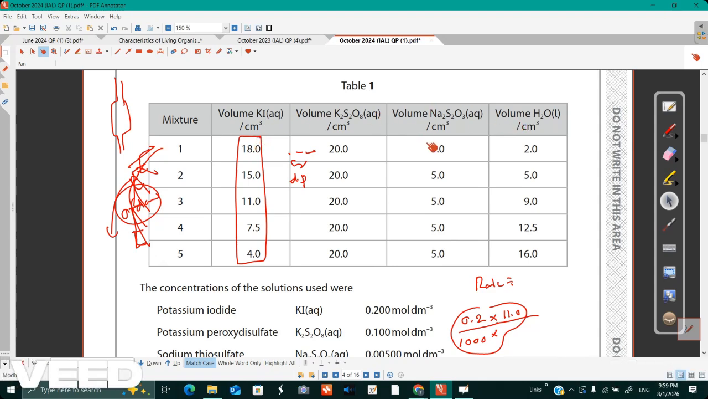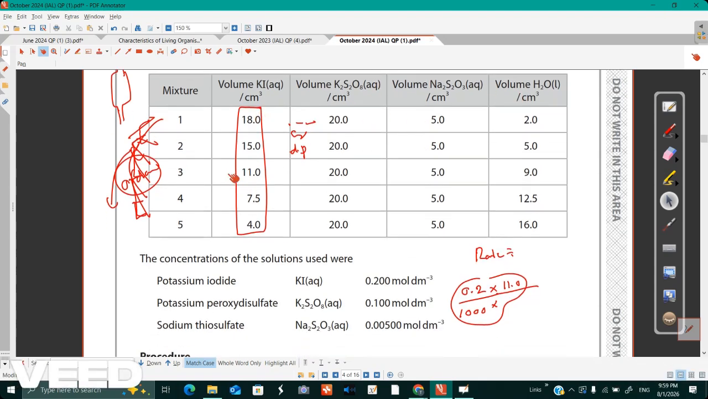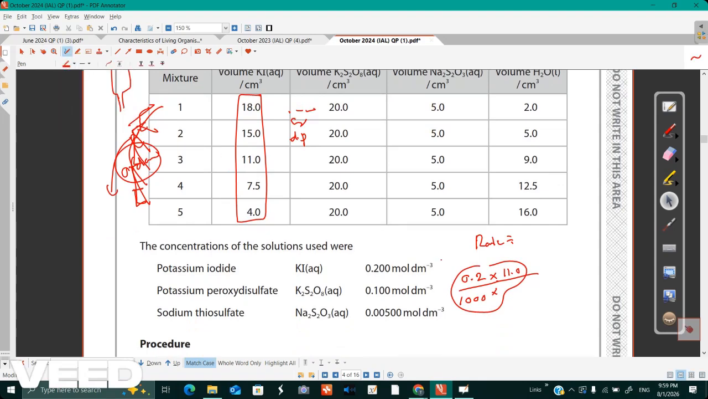20, 25, 45. Yeah, the 45. So therefore, this number of moles are there in 45 of volume. Then in 1000, this number of moles are there. Right?